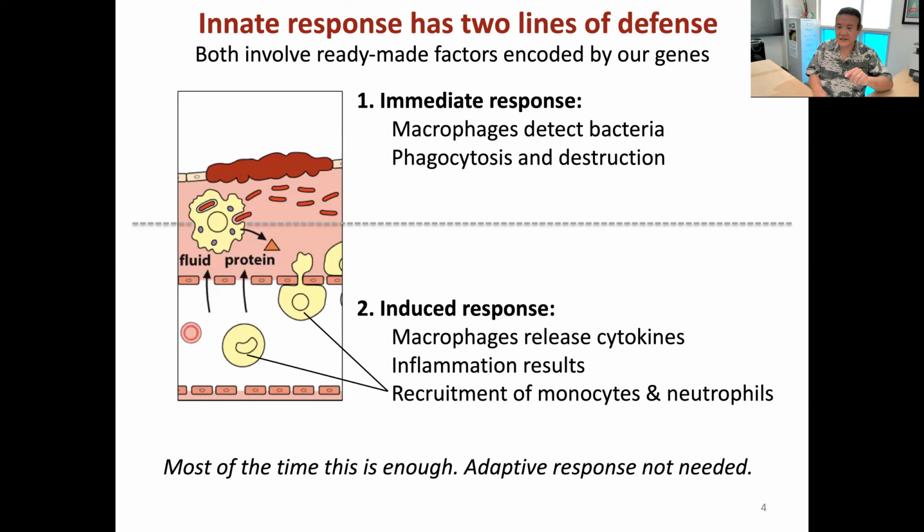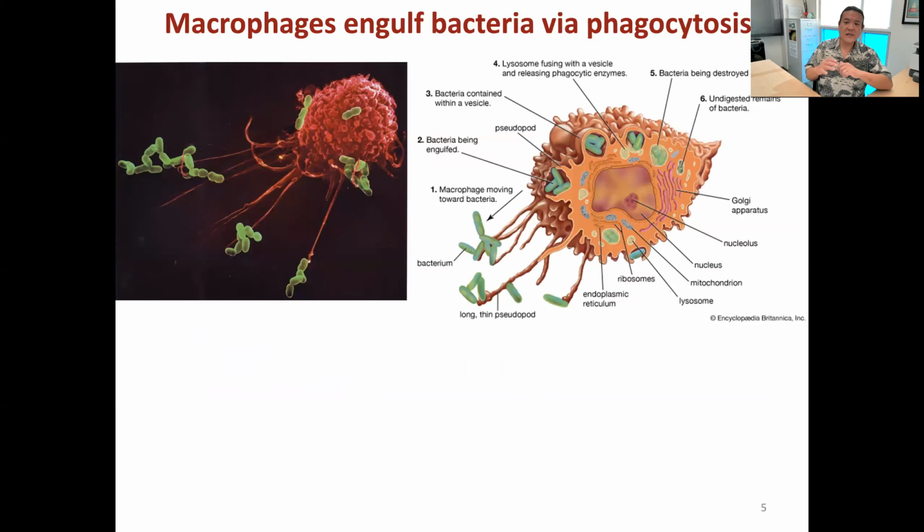So most of the time, that's enough, and our adaptive response is not needed. That's how we evolved, and we evolved to be so good at this. So let's explore the function of some of these innate effector cells and also proteins.